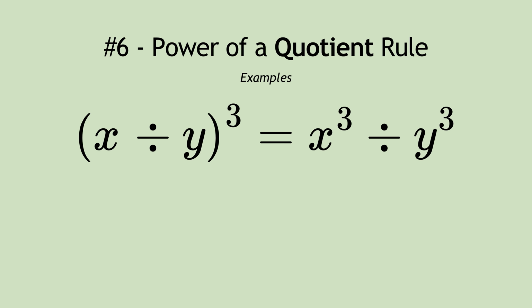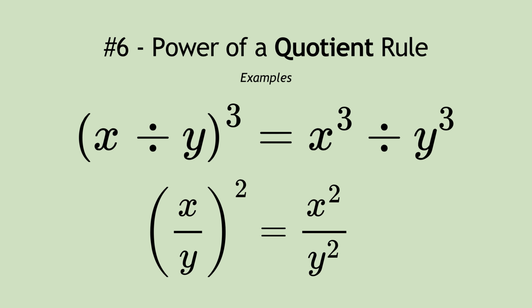Here we have x divided by y to the power of 3. So our simplified answer is going to be x to the power of 3 divided by y to the power of 3. Most likely, you'll see the problem written the second way, x over y to the power of 2. Our simplified answer is x to the power of 2 over y to the power of 2.